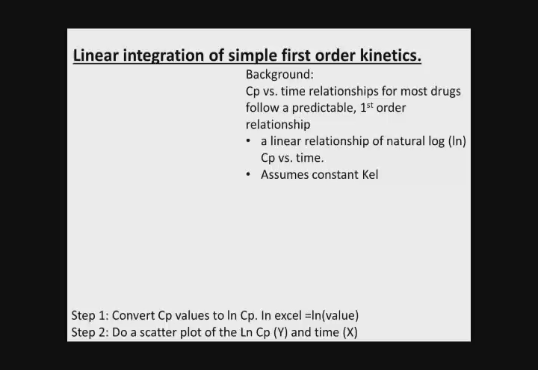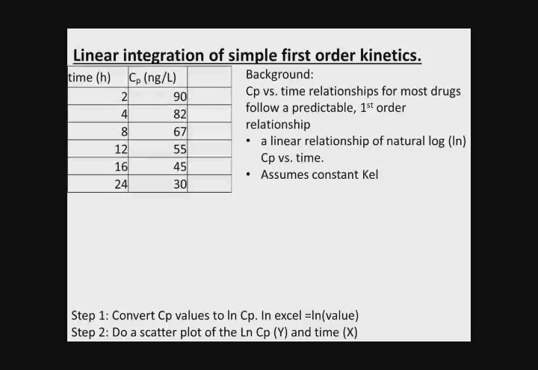So let's look at this data set where you have time and concentration in plasma values. So at 2 hours, you detected 90 nanogram per liter, and at 24 hours, it's come down to 30 nanogram per liter. So how do you calculate these important parameters? So let's first of all assume constant elimination rate, and if you plotted plasma concentration versus time, you'd get that nice hockey stick type curve, which again confirms that it follows first order kinetics.